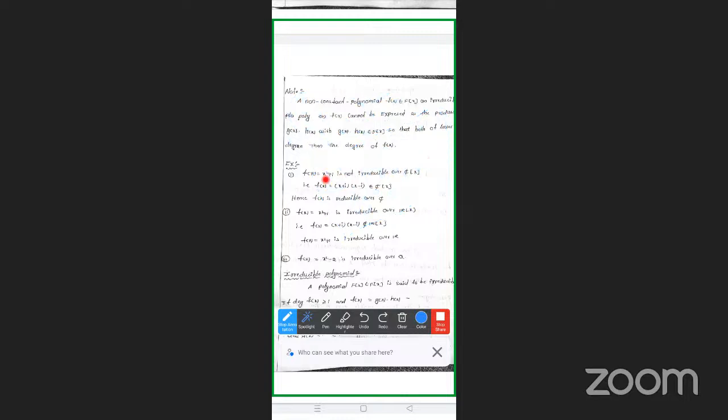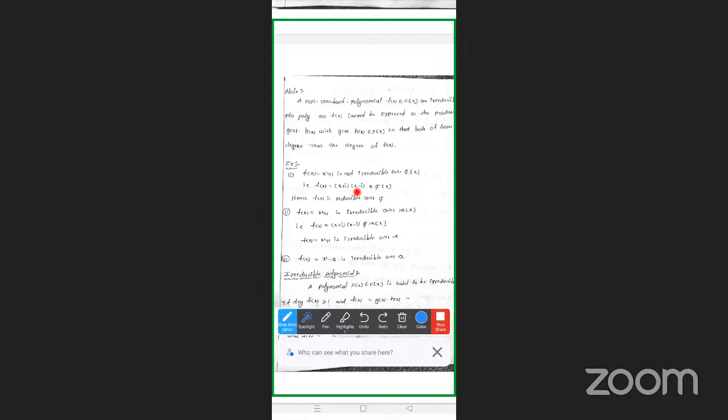So here f(x) = x² + 1 is not irreducible over C. Over C, f(x) can be written using the a² − b² formula, (a + b)(a − b), as (x + i)(x − i). These are complex numbers, i and −i, and that's why we are taking it over C[x].